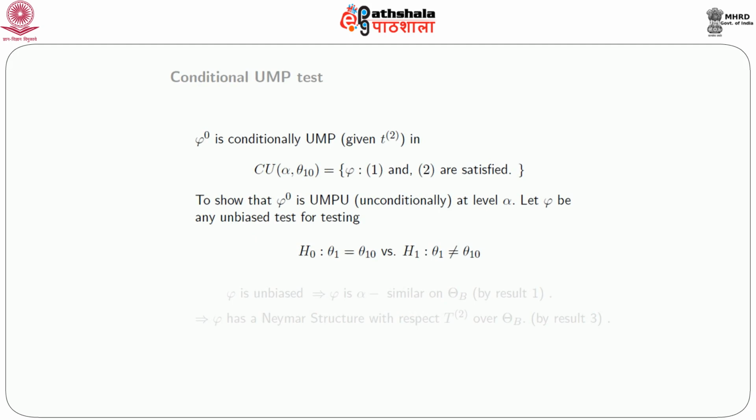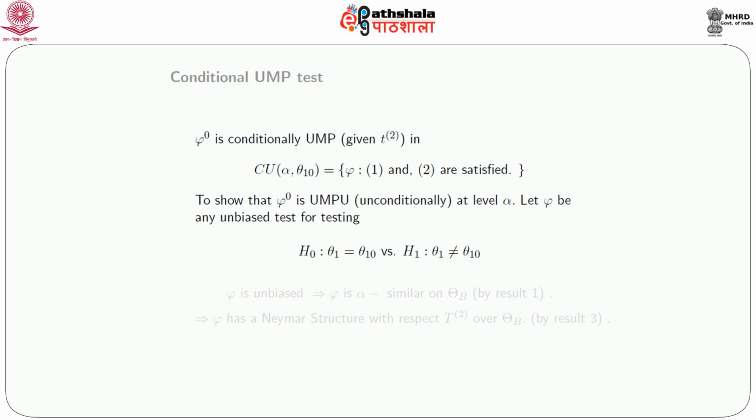Phi naught is conditionally UMP given T2 in the class C_alpha(theta 1 naught). This is the set of all phi such that the conditions 1 and 2 as previously stated are satisfied.